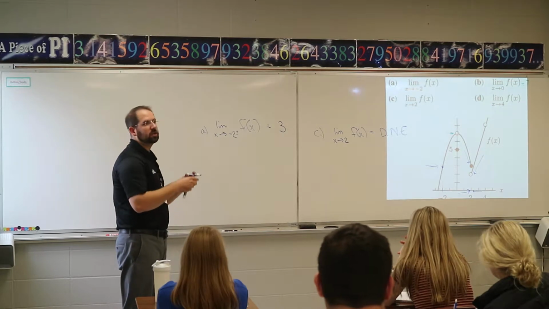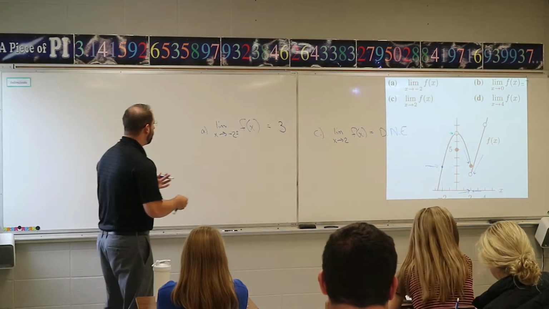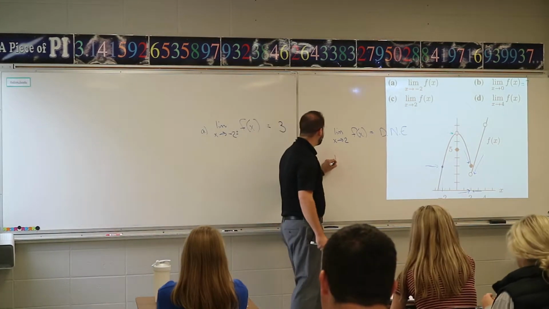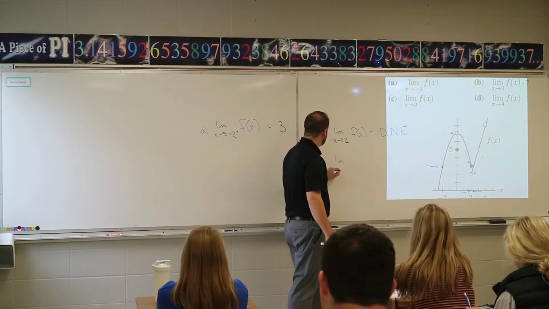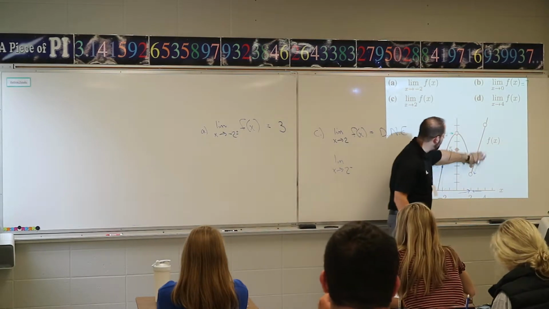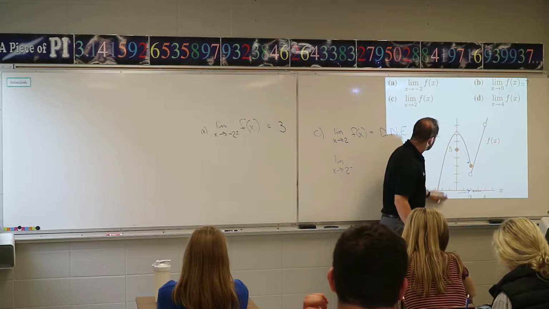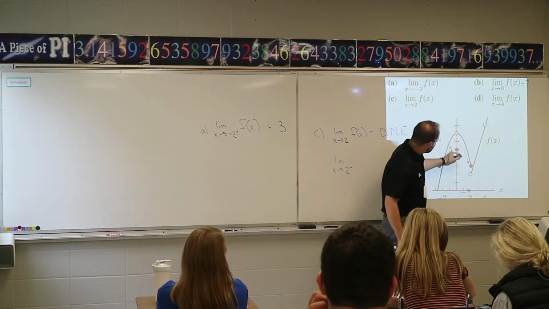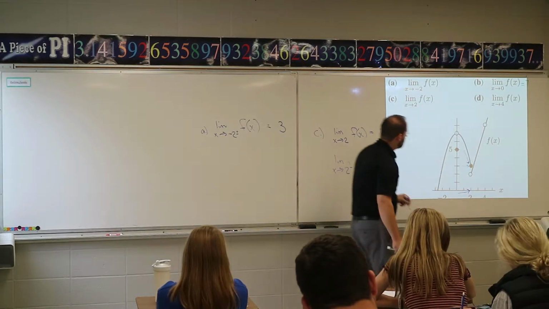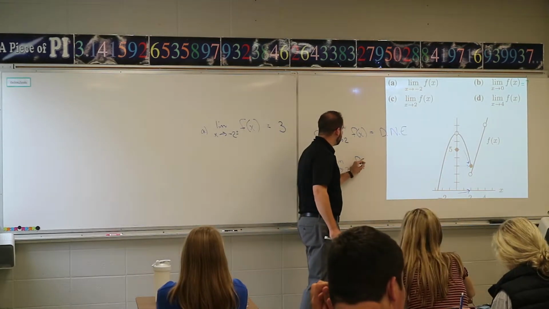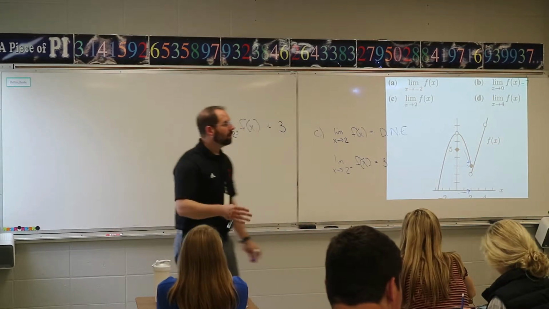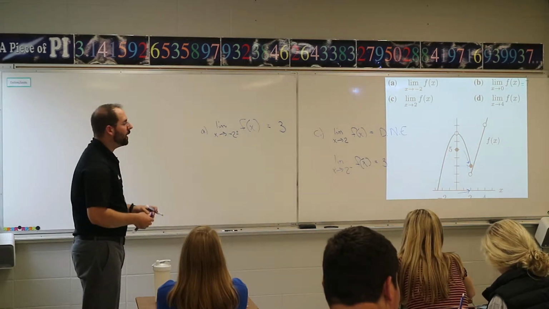Now, if we were to approach from just one side, then it would exist. Like if I were to say I want to approach 2 from the left side, that's this side right here, then I'm approaching the number 3. Good. So does that make sense, why we actually look at this? Because it does matter which side you look at. It's the perspective of where you're going and what you have.